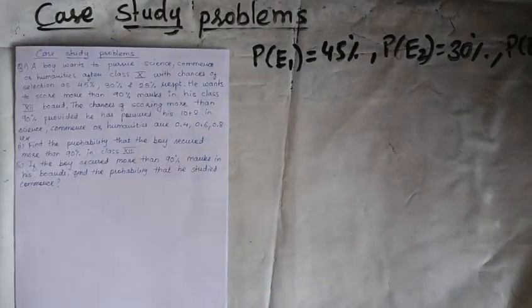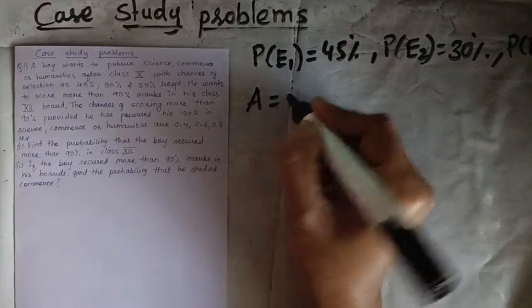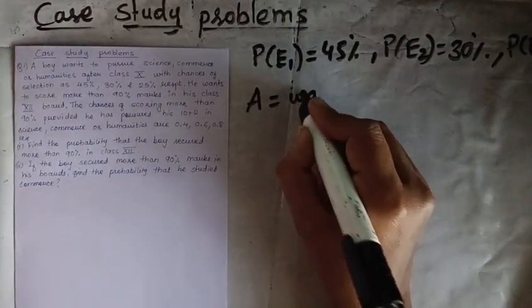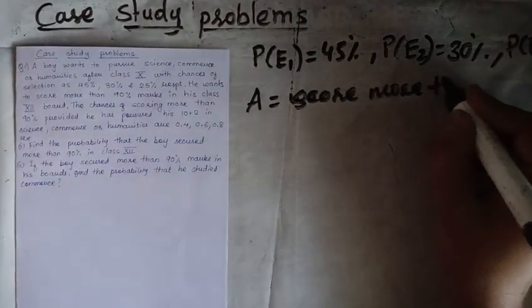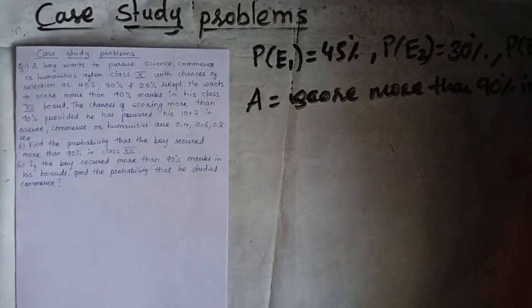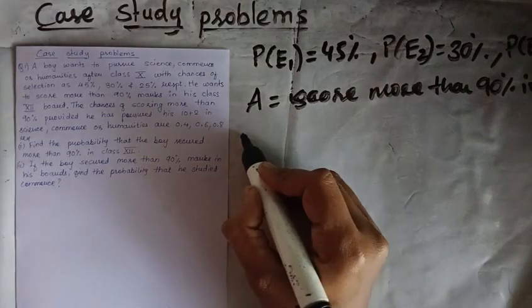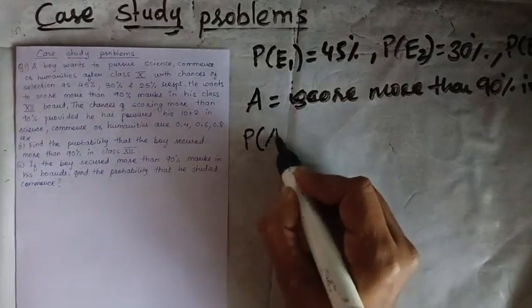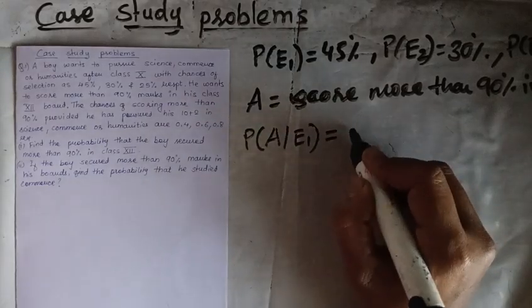Now he wants to score more than 90% marks in his class 12th board. Now this event becomes his A event, right? So he wants to score more than 90% in 12th, provided he has pursued his 10 plus 2 in science, commerce or humanities, are 0.4, 0.6 and 0.8. So this becomes your P of A over E1. So this is 0.4.